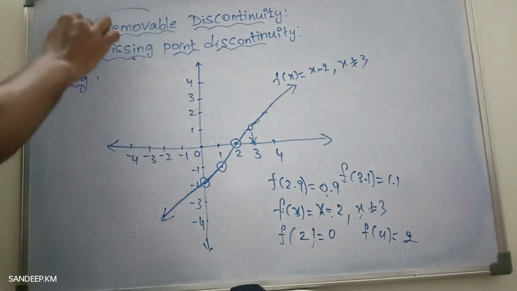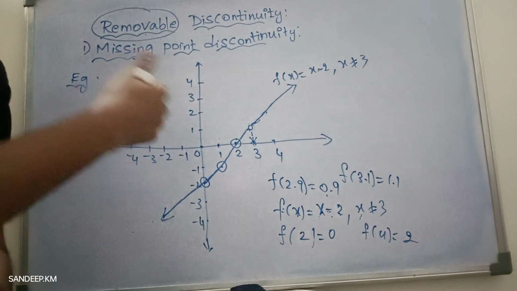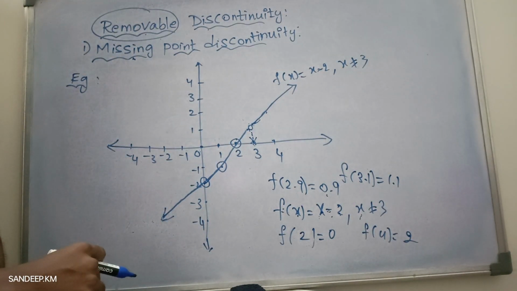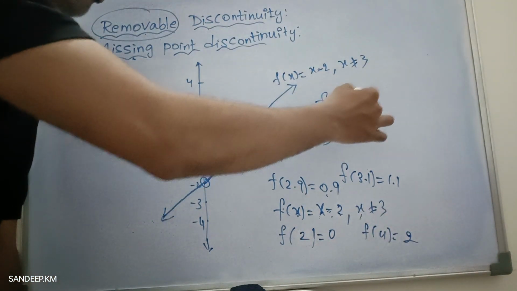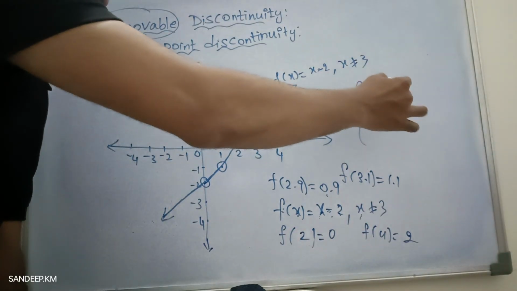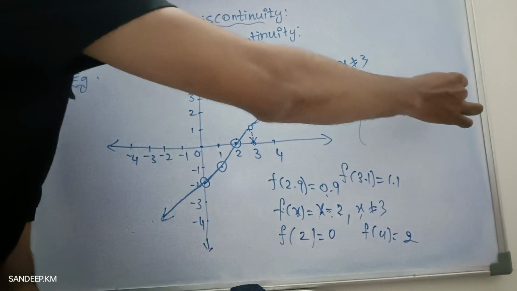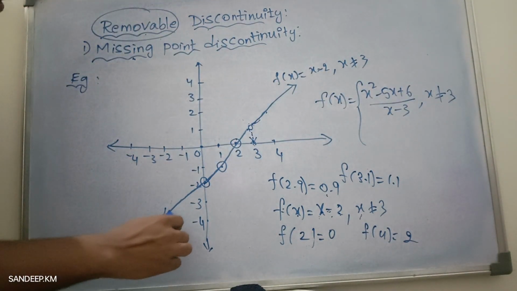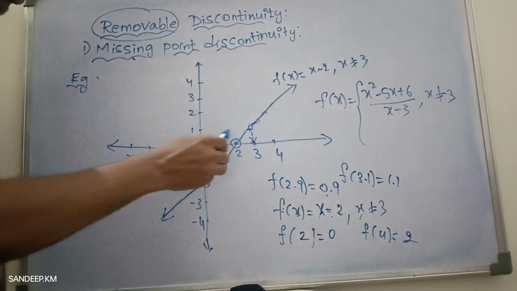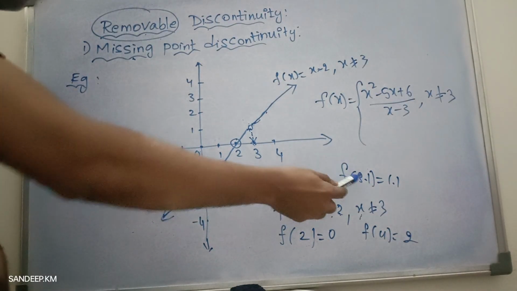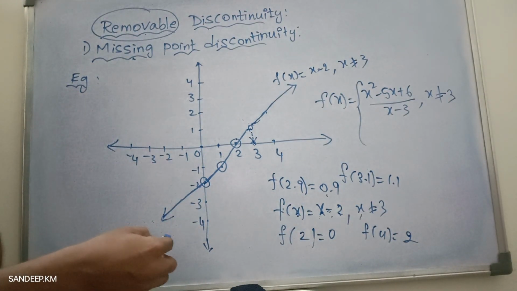Why this particular name removable is given means you can redefine the function and you can make it continuous. Is it so? How to redefine a function? Now let us see. I'll write f of x is equal to, as usual, x square minus 5x plus 6 divided by x minus 3, and x is not equal to 3. Dear students, if you want this function to be continuous, when input is 3, what should be the output? The output should be how much? If I want to use this function, when input is 3, the output should be 3 minus 2. 3 minus 2 means 1, correct or not?